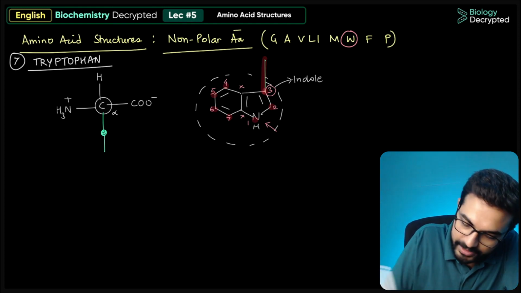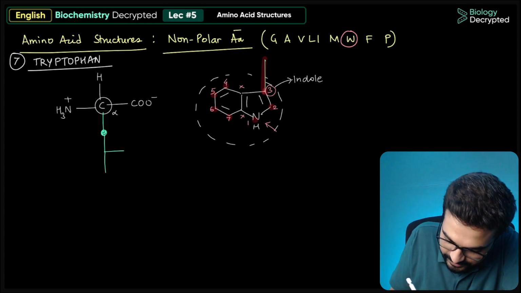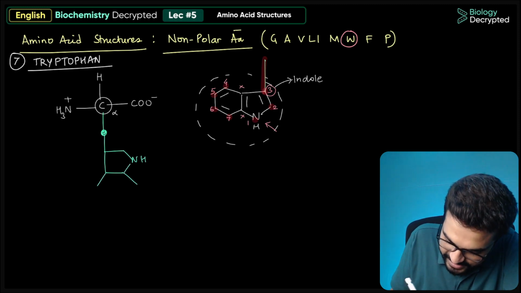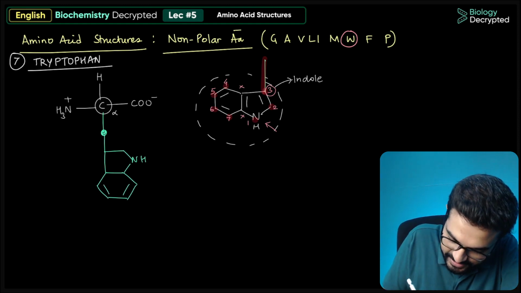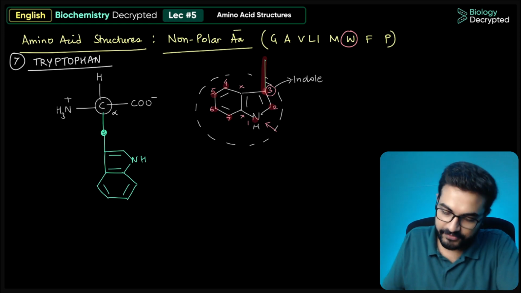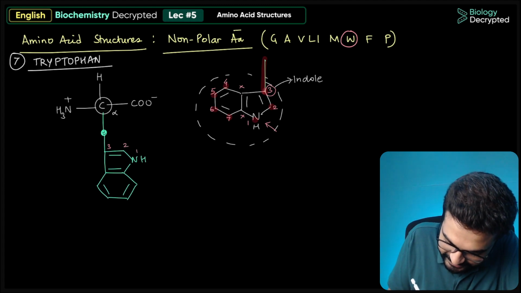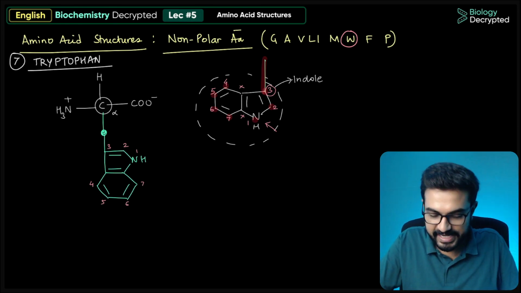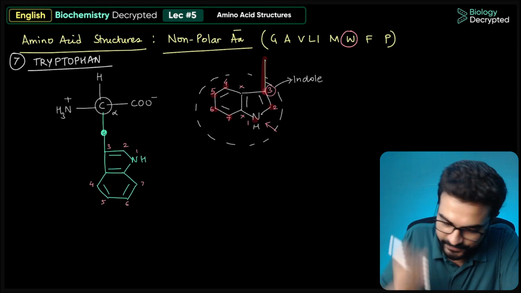So how will we draw it? We'll simply draw it like this. We'll have this 5-membered ring like this, NH. And then we'll have this 6-membered ring, that is the benzene ring, like this. This is how we simply draw the structure of indole. It is attached via the third position. This is the second, first, then this is 4th, 5th, 6th, and 7th. These are the carbon numbers, and this is the structure of tryptophan.